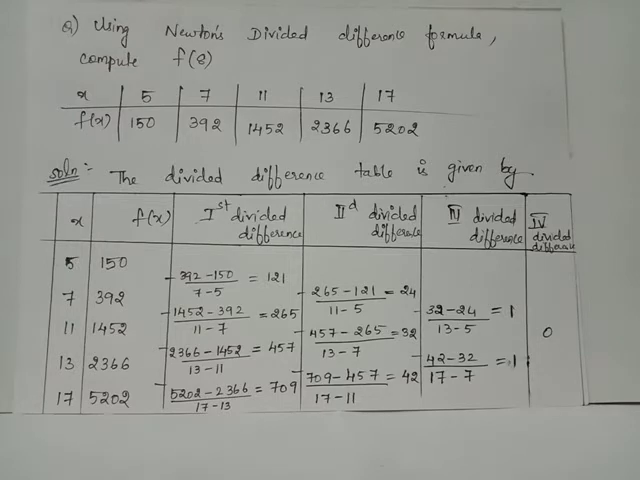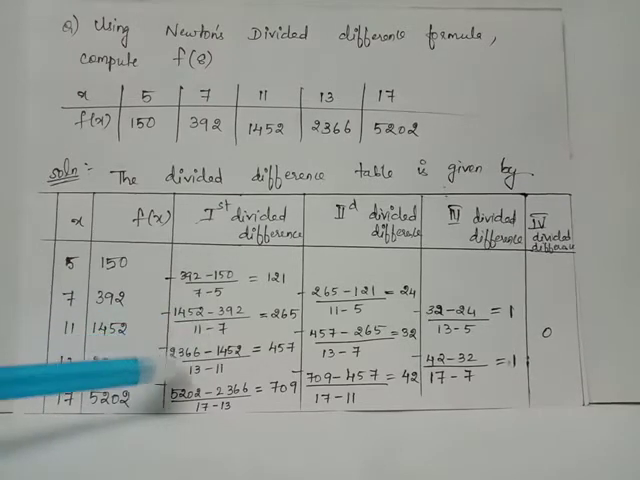The first difference column is computed such that 392 minus 150 divided by 7 minus 5 is written midway between these two values. The next value will be 1452 minus 392 divided by 11 minus 7, which is written midway between these two values in this column, and so on. We can thus find the first differences, which are the first divided difference values.